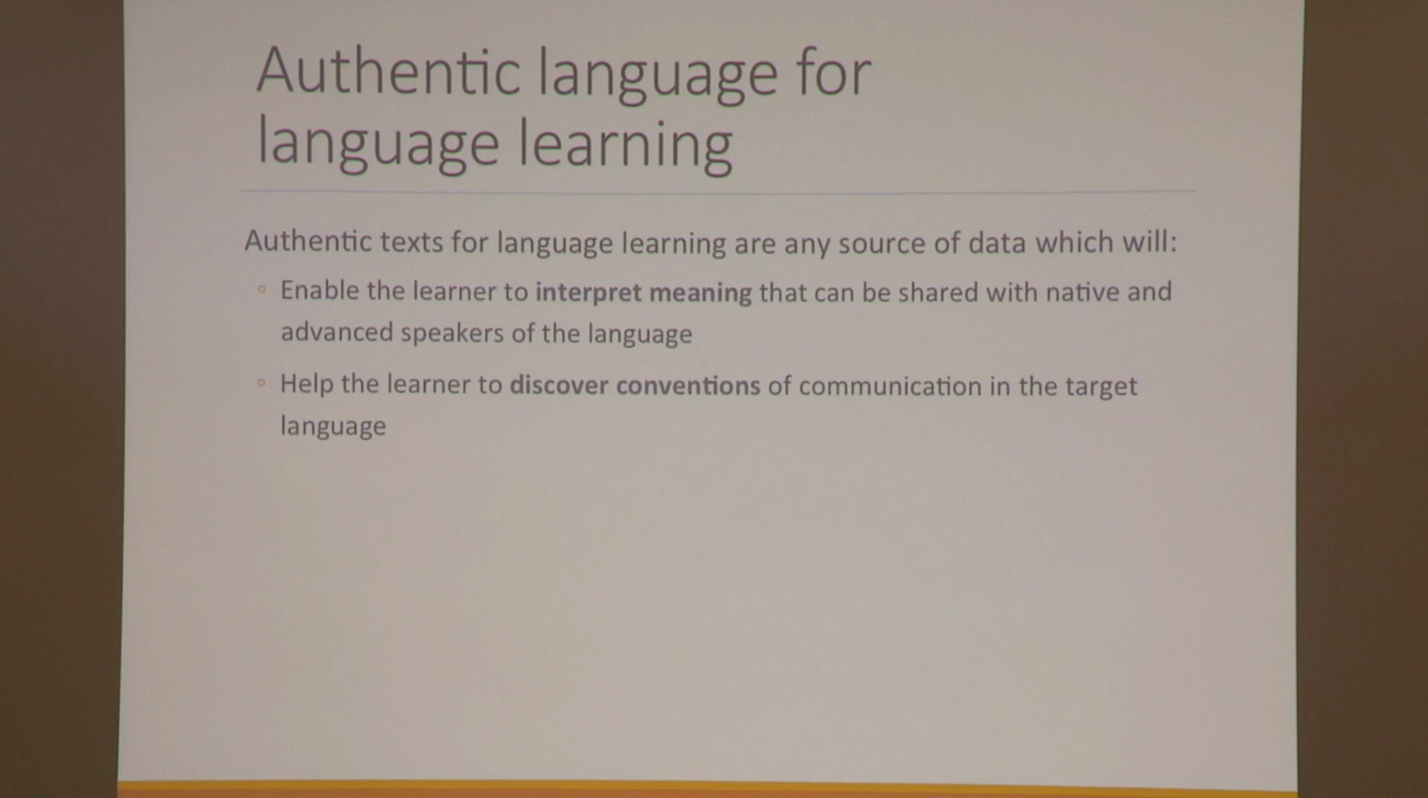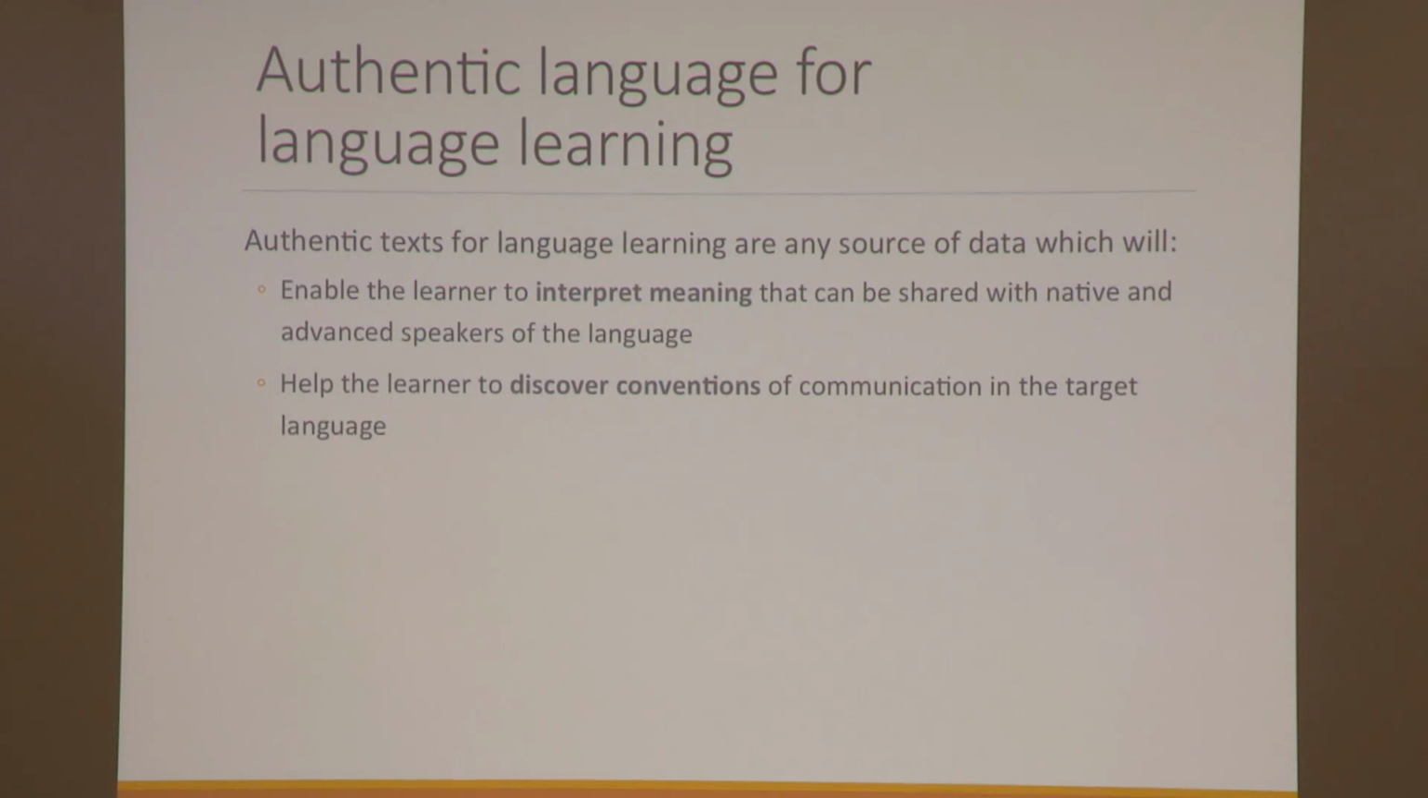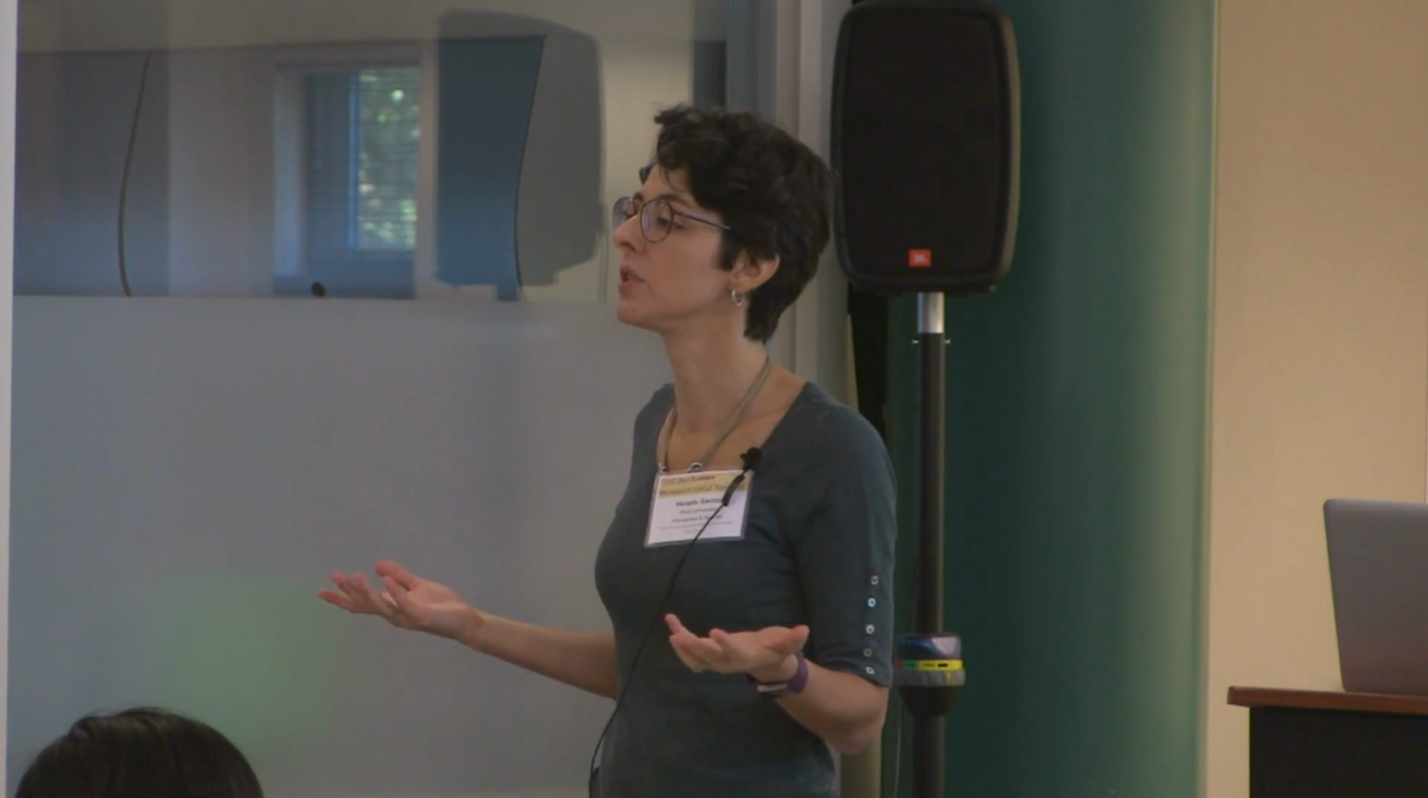So the 2 things that I found that are most interesting when we decide what kind of authentic material is good for us is, one, the authentic text that enables the learner to interpret meaning that then can be shared with native and advanced speakers of the language. So interpretation of meaning is very important. And the second aspect is the text that helps the learner to discover conventions of communication in the target language. So the learner can find patterns that can be transferable to other kinds of situations, okay?